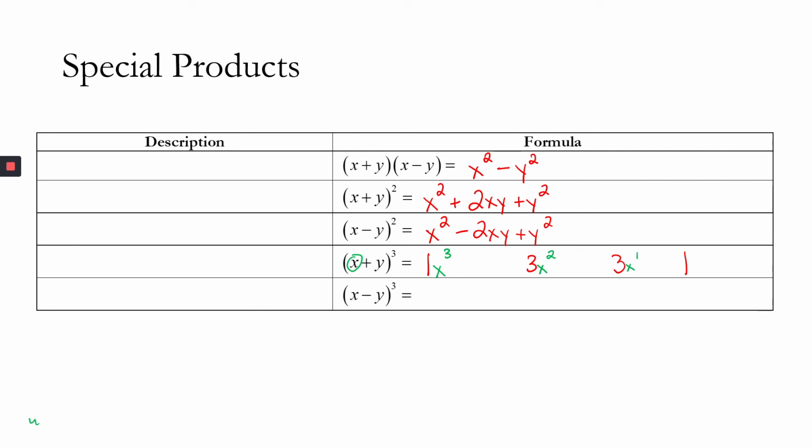And then for the other variable, for the y, we're basically just going to go backwards. So this is y to the third, y squared, y to the first, y to the 0, and again, anything to the 0 is 1, so it's going to go away. Now our signs, when it's addition, are always positives. With subtraction, it's the exact same setup, except your signs flip-flop. So we start off with a positive, then negative, positive, negative.